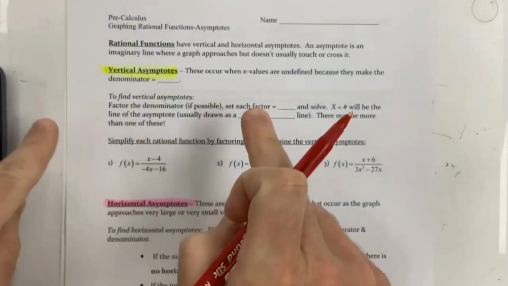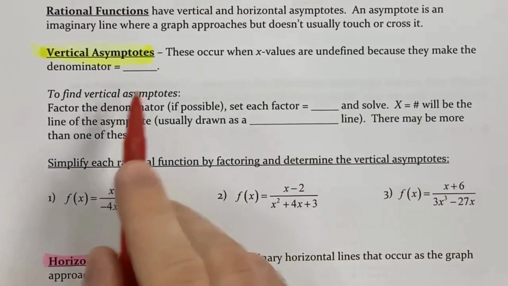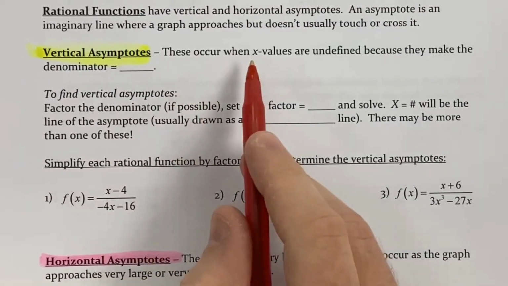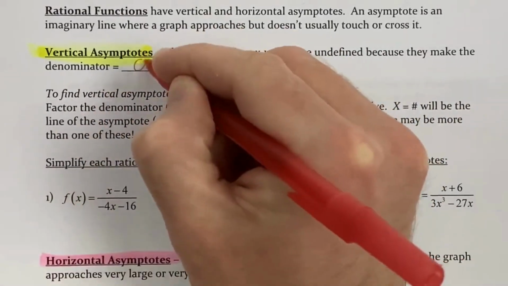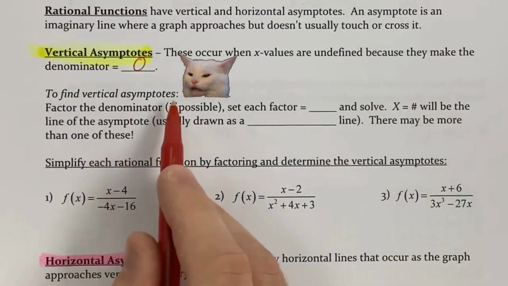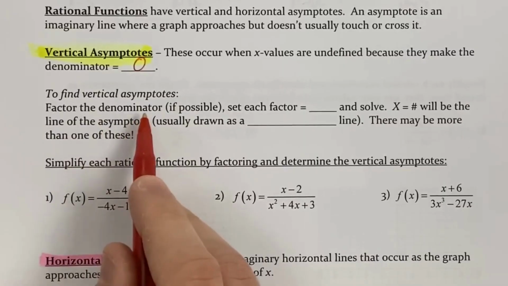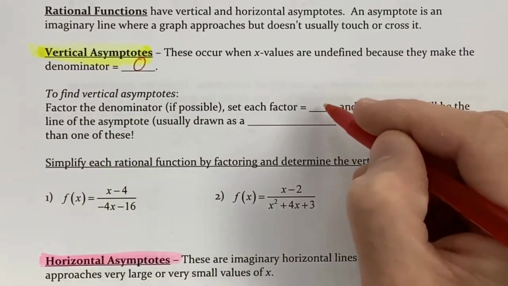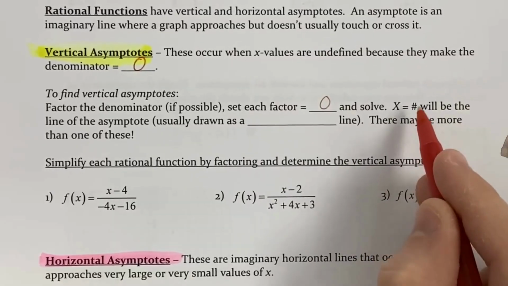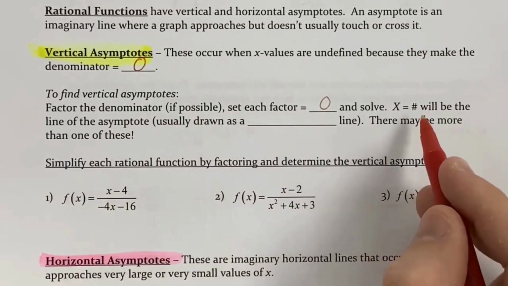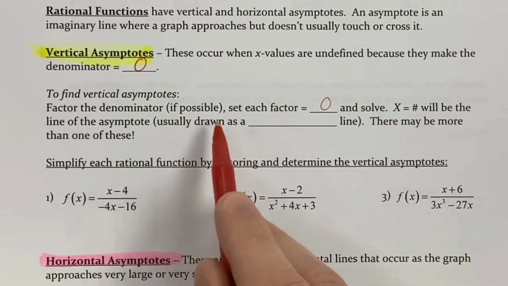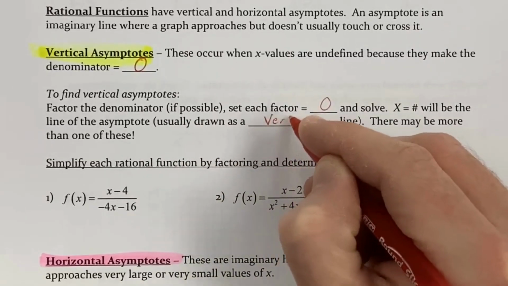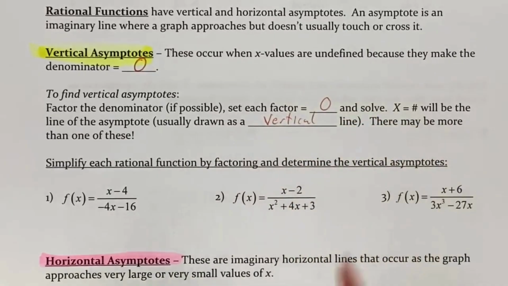So, how do you find vertical asymptotes? Well, these vertical asymptotes occur when the x values are undefined, and this is because they make the denominator equal to 0. So to find these vertical asymptotes, we just have to factor the denominator, if possible, and set each factor equal to 0. We solve for x, and the number which makes the denominator equal to 0 will be the vertical asymptote. You write it as x equals that number because that will be the equation for a vertical line. This is drawn as a vertical line.